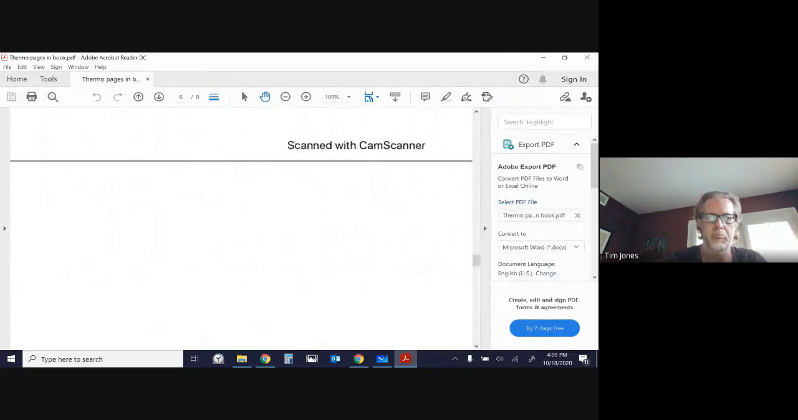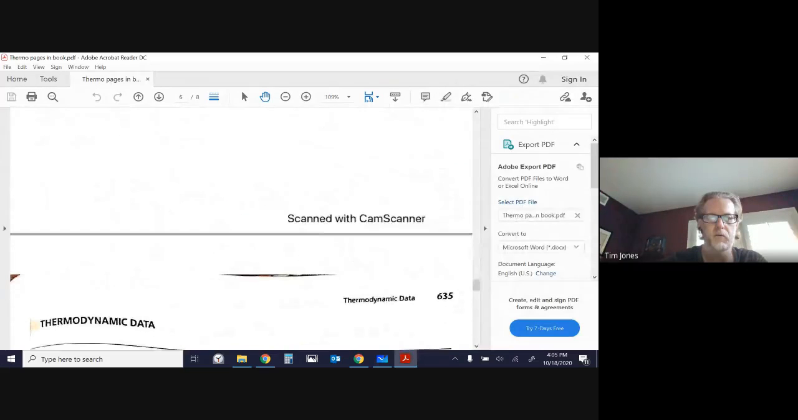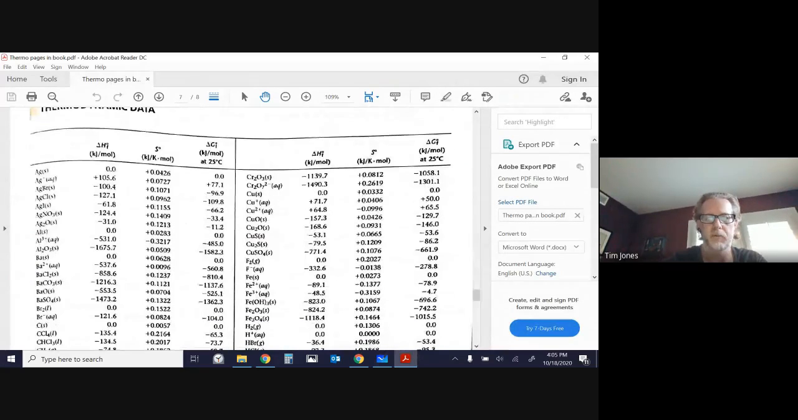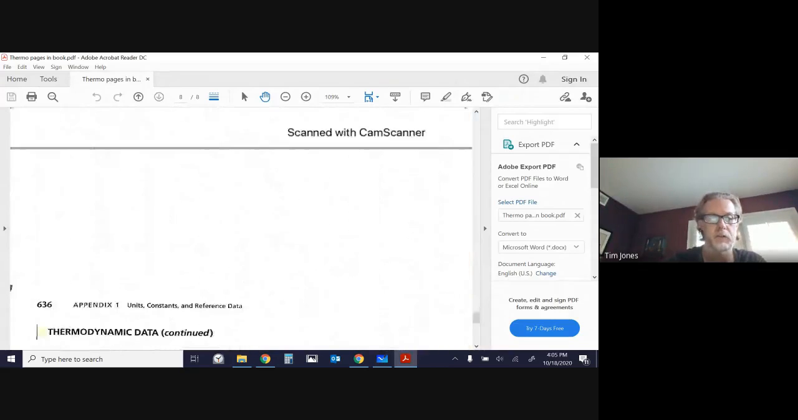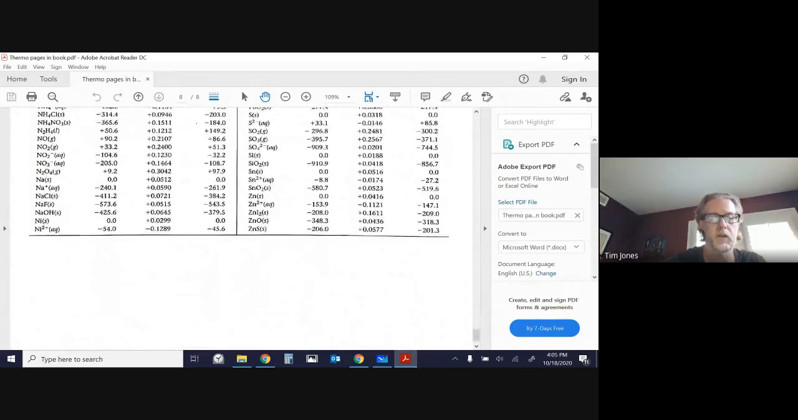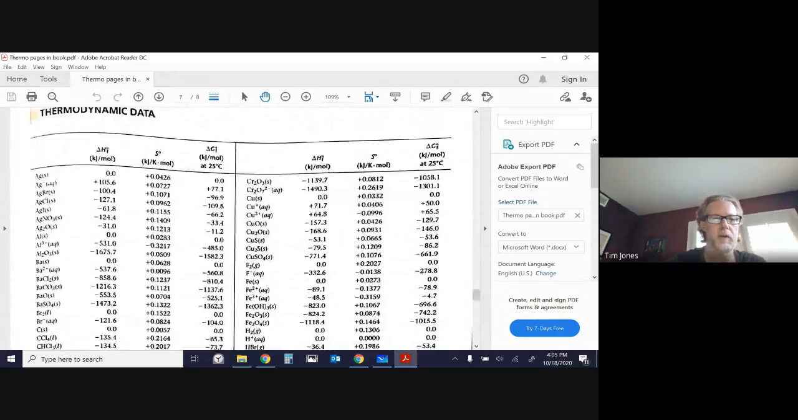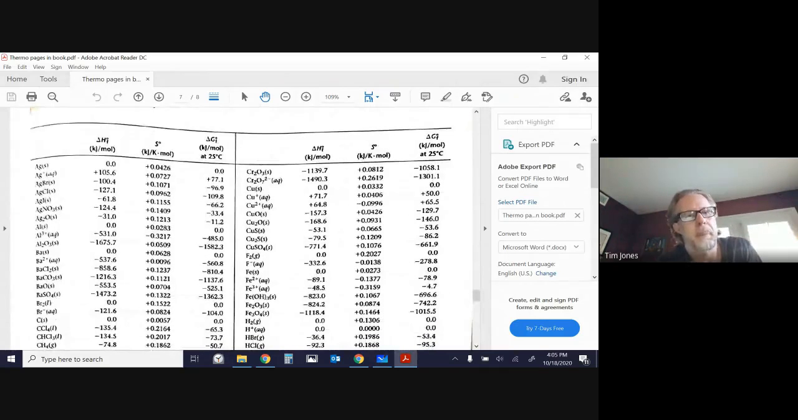If I scroll to it, you'll see it is quite a huge chart. It takes up the entire page of 635 and actually continues on the next page, 636. And these charts show you everything. They show delta H of formation, they show delta G of formation, and they show the entropy values. Notice the elements, like if you look at the very first one with silver, its delta H is 0 because forming silver from silver takes 0 energy. And the delta G is 0 because there's nothing happening. It already is itself, but there is an entropy value.